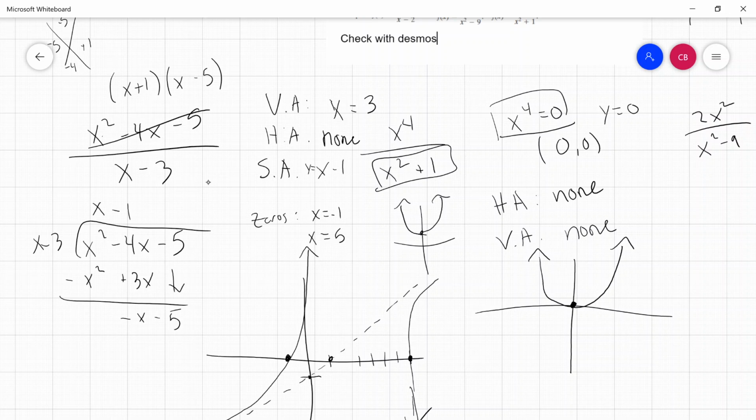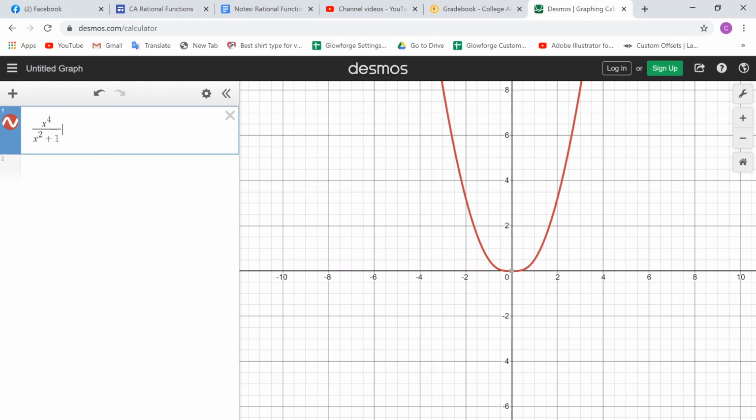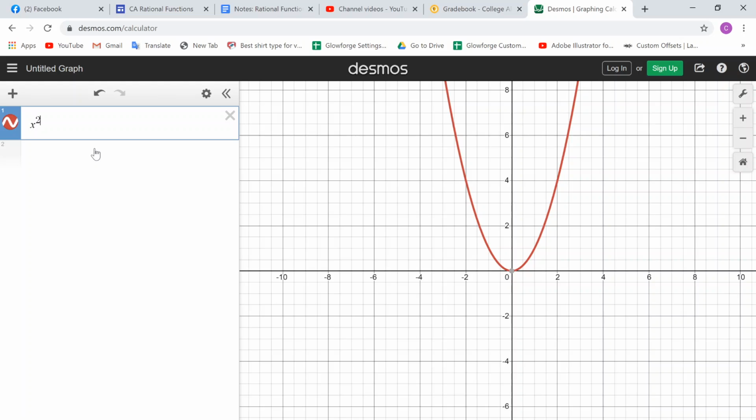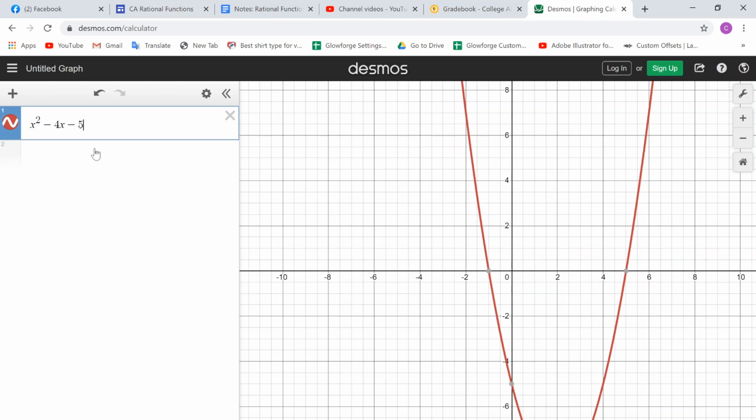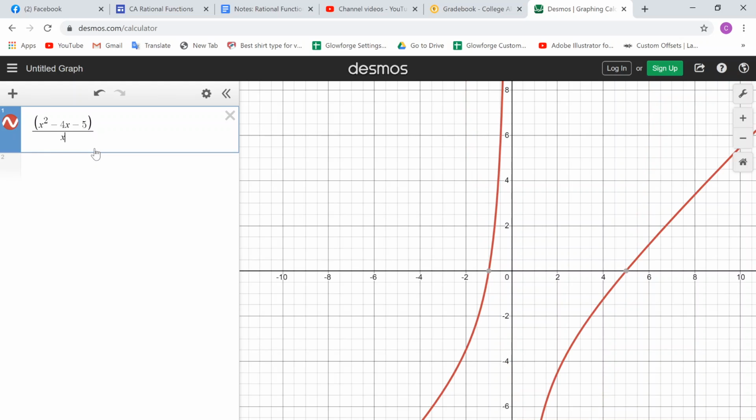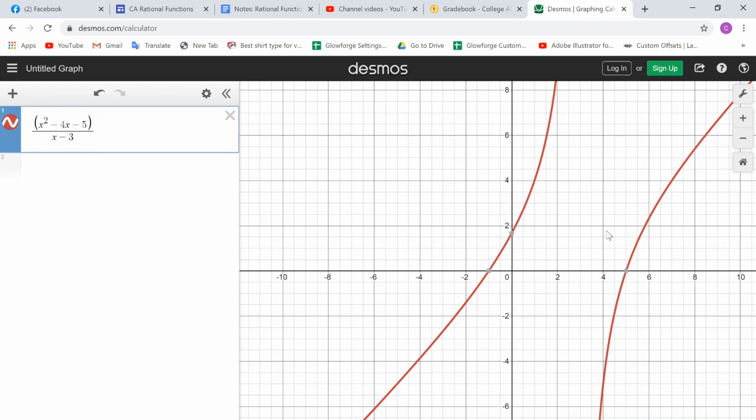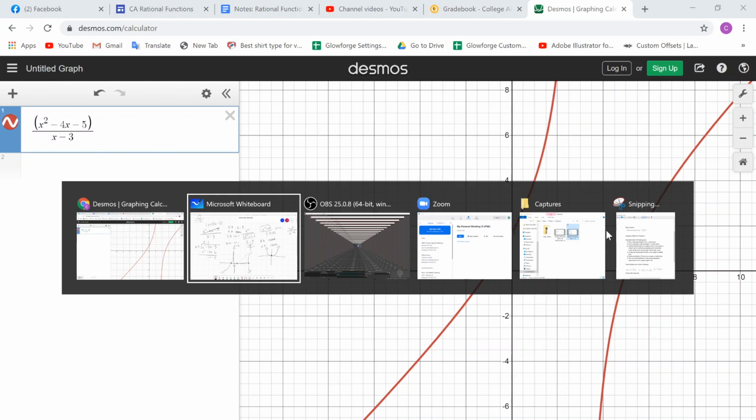X squared minus 4x minus 5. So x squared, x minus 5. So you see the parabola. Actually, I need parentheses around all that. Divided by x minus 3. And so there you have it. You can kind of see this.